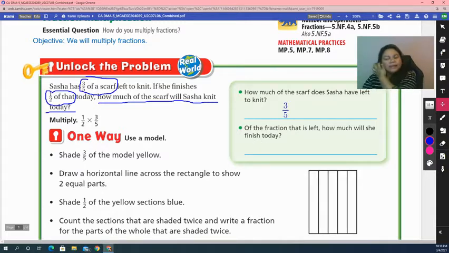Then it says, of the fraction that is left, how much will she finish today? We can see that in the next sentence. If she finishes 1/2 of that today, how much will she finish today? That would be 1/2. The purpose of these questions on the side is so that you analyze each word problem sentence by sentence, and you understand what the problem is asking you and what information is being given to you. All right, let's move on.